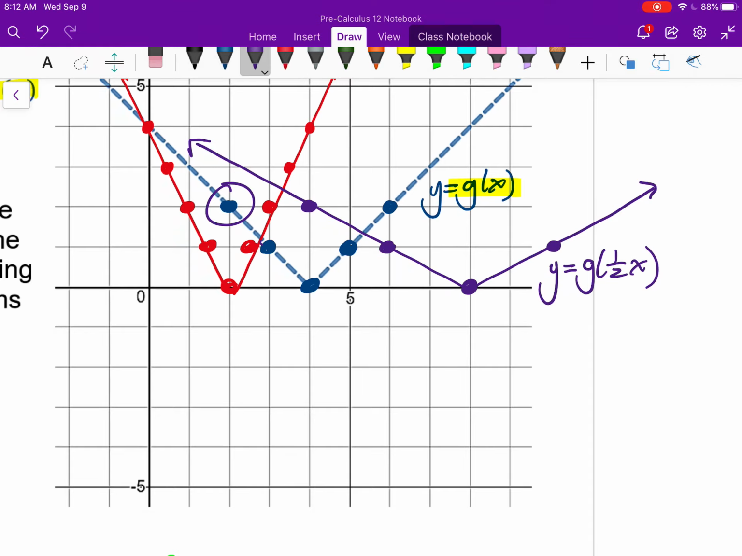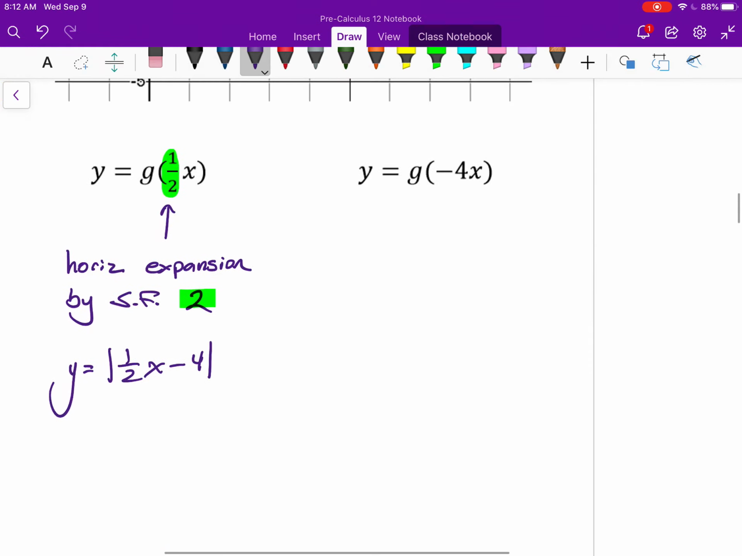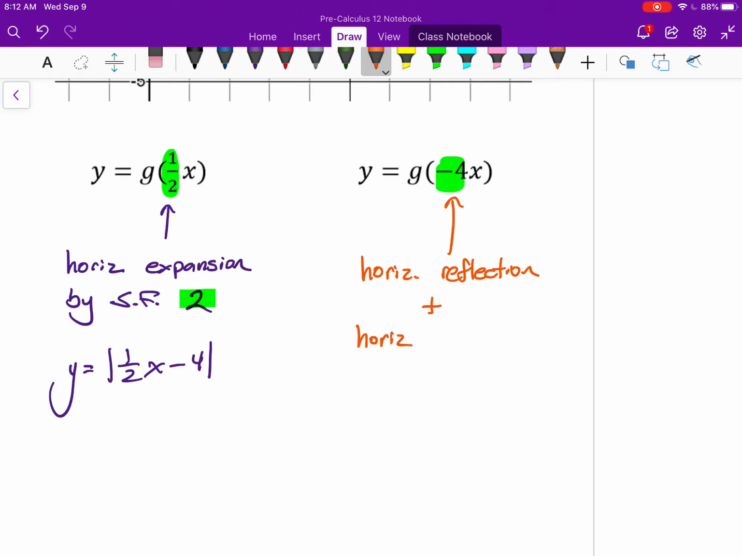All right, so lastly, negative 4x. Two things are happening here. And so perhaps you can guess that the negative is going to represent a horizontal reflection. When I ask students to guess, they usually guess that correctly. But there's more going on. That's just the negative. The 4 represents a horizontal stretch or compression.